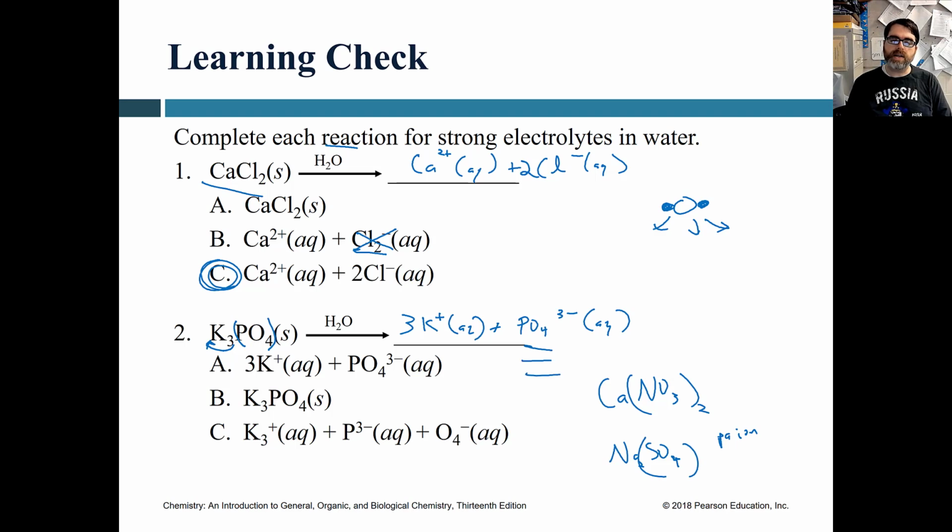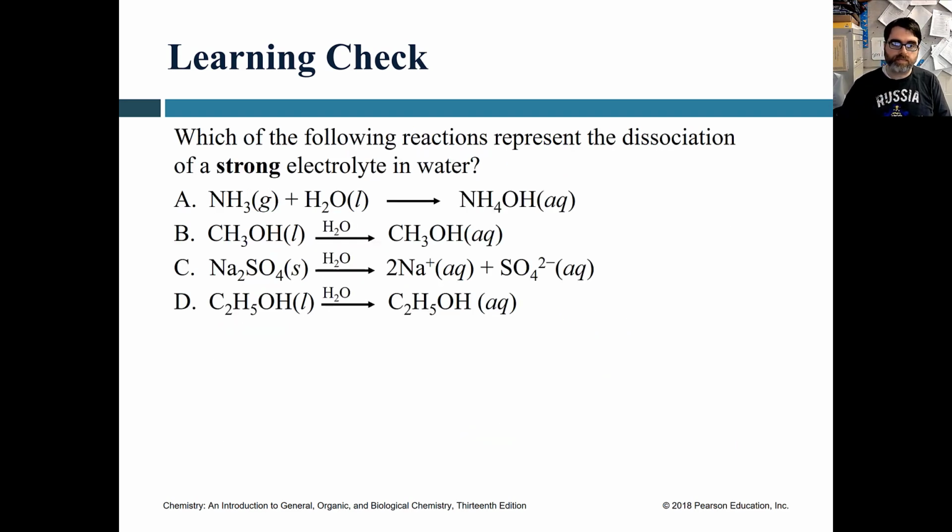So those polyatomic ions don't break down when they go through a chemical reaction usually, and they definitely don't break down when they dissolve in solution. This next one asks us which one produces a strong electrolyte in water. Well, we know a strong electrolyte is going to have charged pieces, so that is this one here.